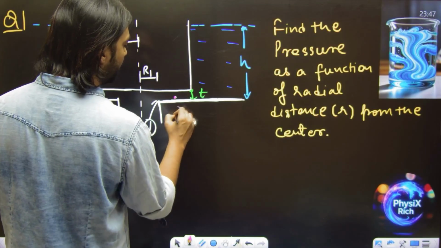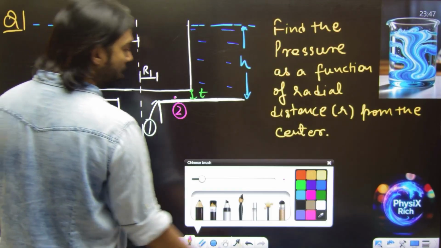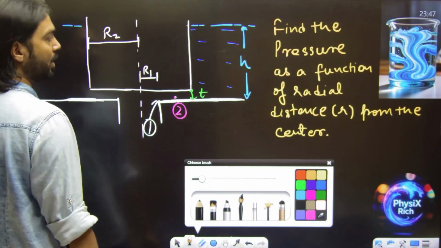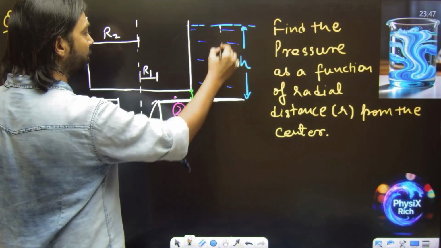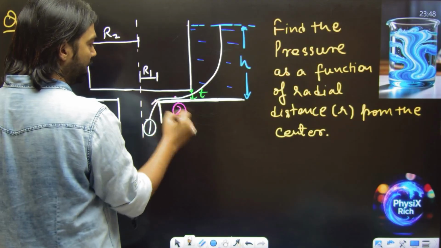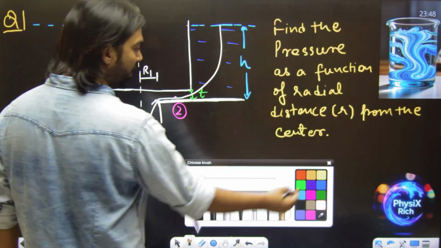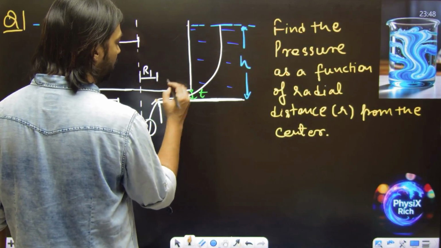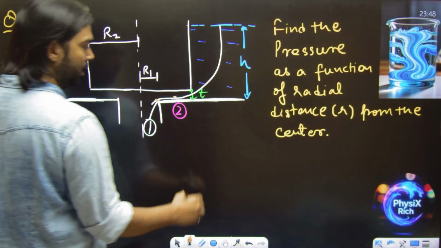Somewhere here, this is the point 2. Now what I would require you guys to do is to understand that I can apply Bernoulli's right from here to here. I can apply Bernoulli's along this streamline between the point 1 and 2. So how am I going to apply Bernoulli's?